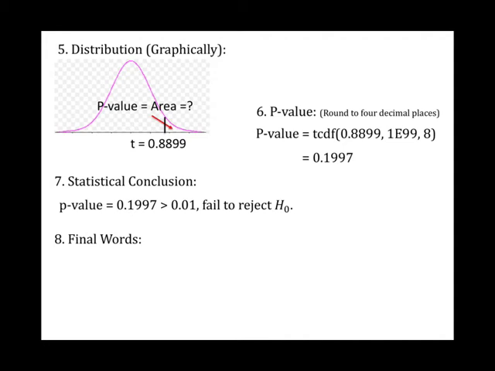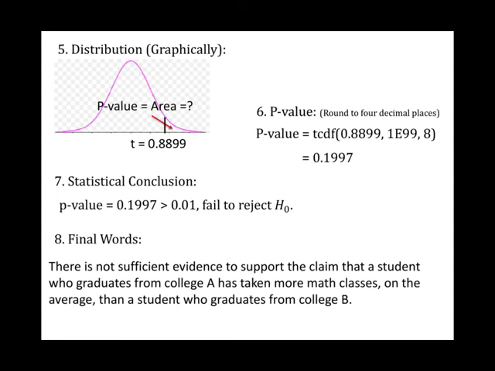Okay, conclusion. 1, 2, 3, 4 conclusion. Original claim statement, go to the alternate hypothesis. So either number 3 or number 4. And then fail to reject. So that will be the number 4 conclusion.